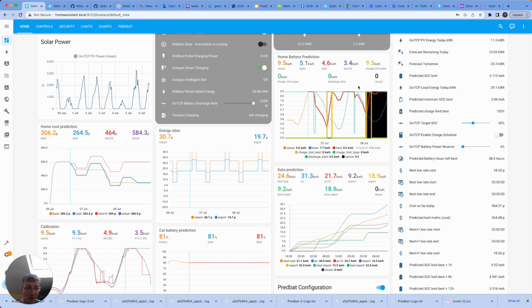The blackout period on the right-hand side here, where it's in black, is showing beyond the period that Predbat's trying to control at the moment. It's too far in the future for it to assume anything, so it just makes the assumption you charge to 100% and hopes you can get there without running out of battery.